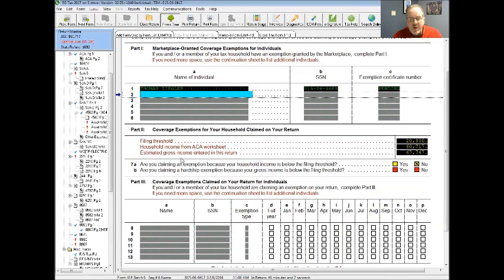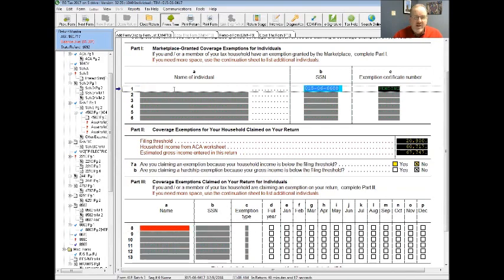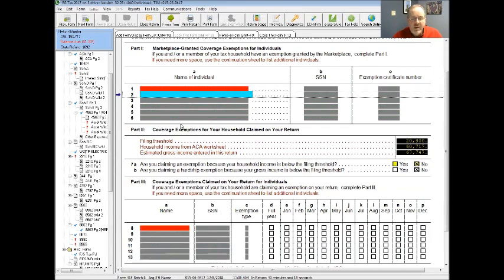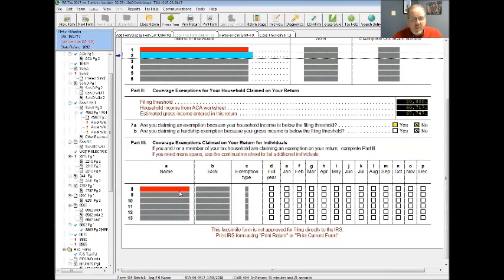Now, this is what I was talking about, household income. Is my income below my filing threshold? Well, it's not, so I can't take it there, all right? Now, if I don't take the one at the top, I might be able to take the one at the bottom. And again, they fell on hard times, so we would have to list everybody here that's on the return.